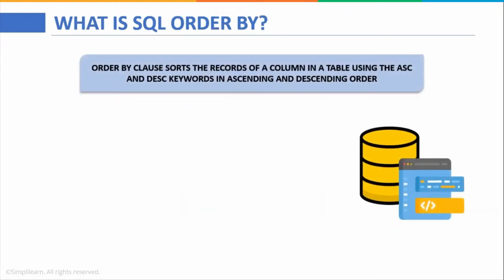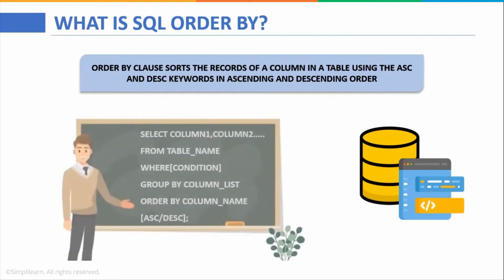Next, let us understand what the SQL ORDER BY statement is. The ORDER BY clause in SQL sorts the data of a column in the SQL database. It helps us sort the column in both ascending as well as descending order. The ASC keyword sorts in ascending order, while the DESC keyword sorts in descending order. If no keyword is specified, it will take the default value. The ORDER BY clause sorts the records in ascending order by default if we do not mention any specific keyword, that is ASC or DESC.